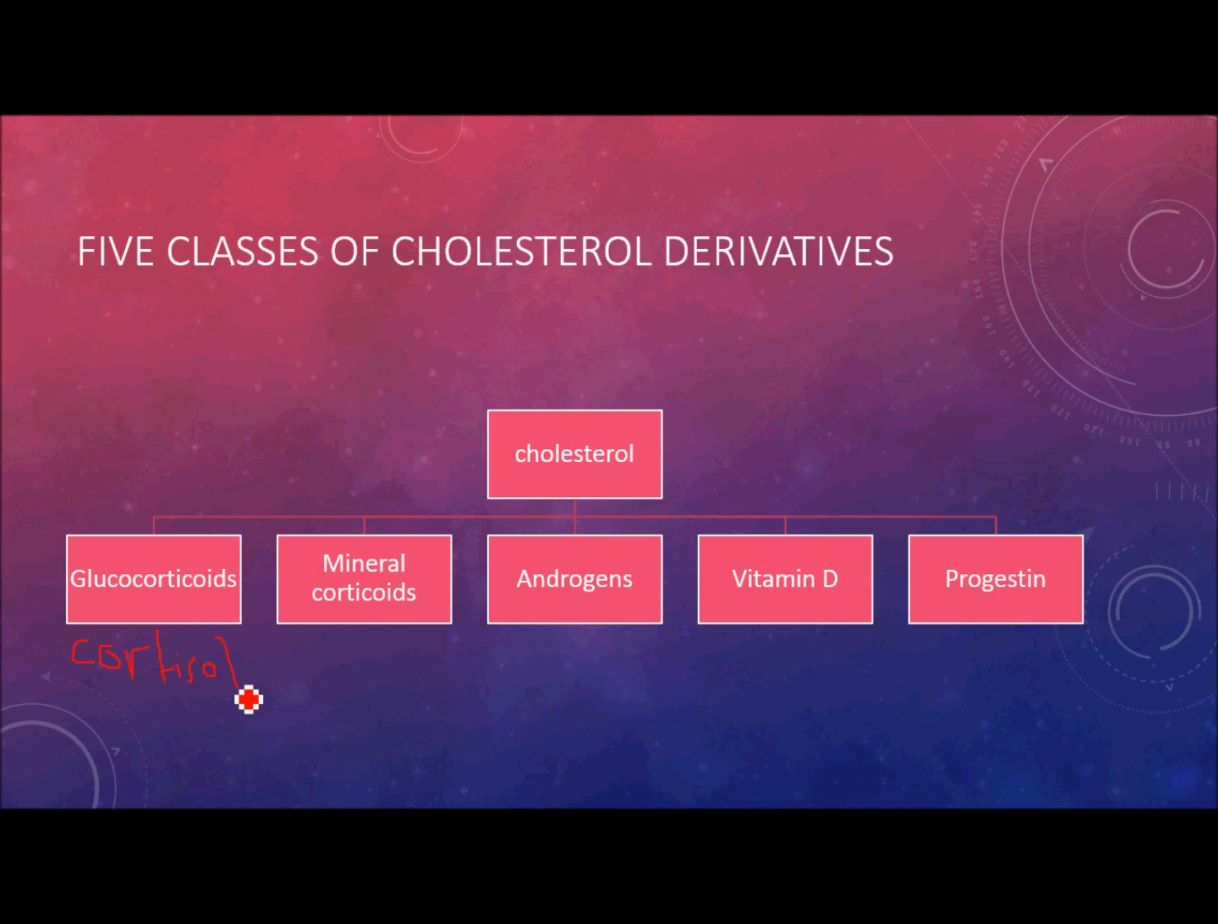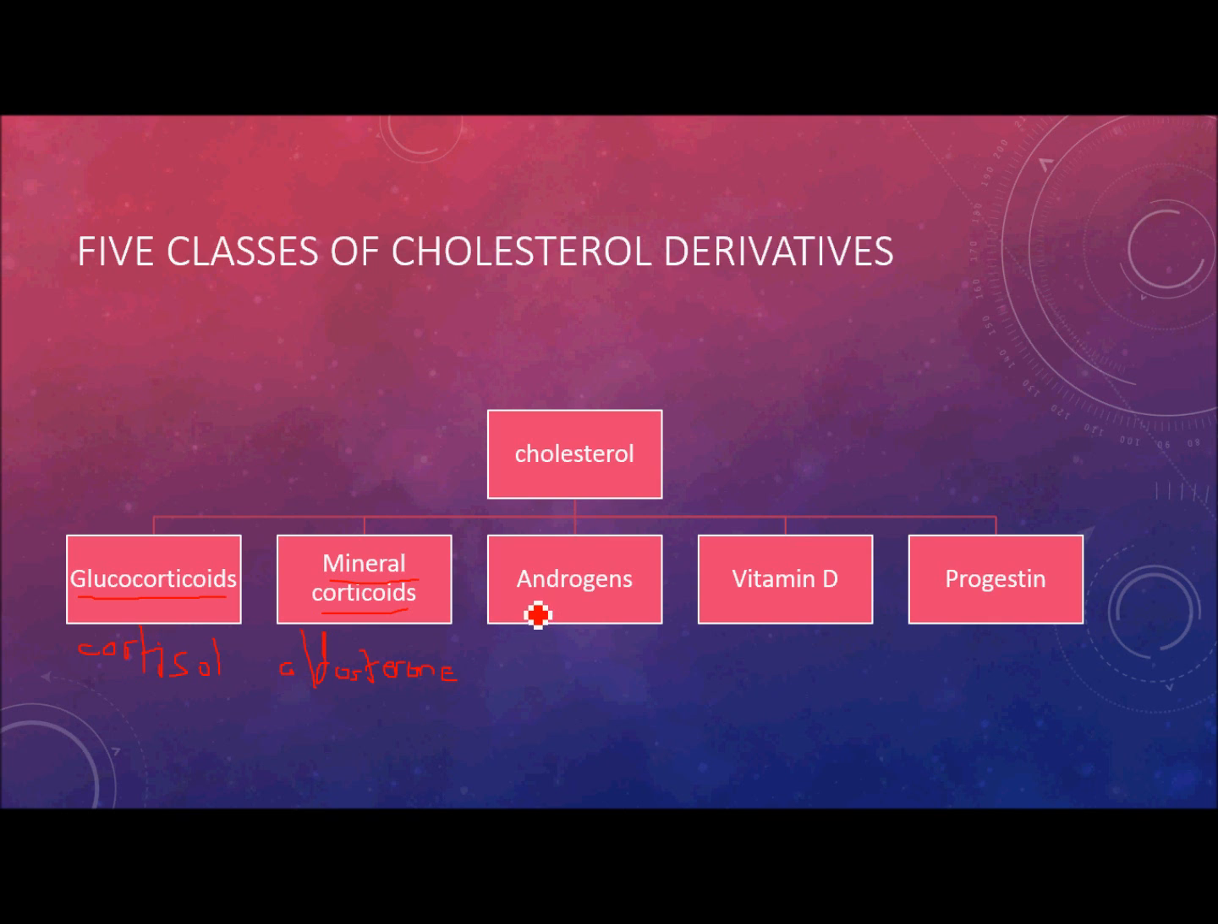And this comes in contact with many different types of cells. We will emphasize that point later in the slides. The mineral corticoids, and we have a very good example of it, which is aldosterone. It's a very known hormone.